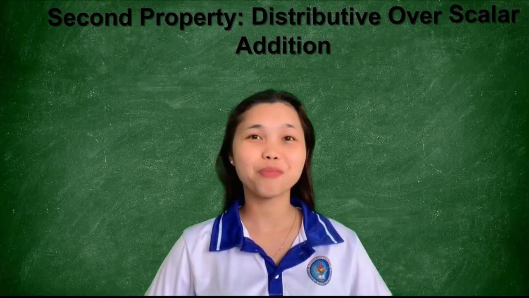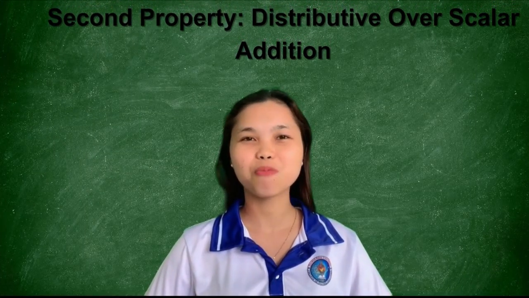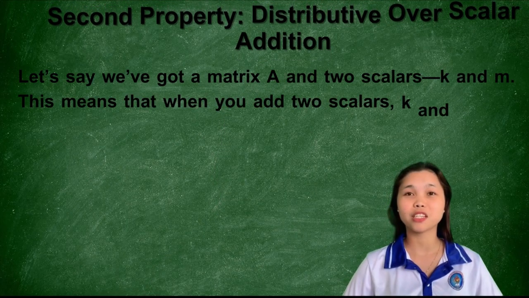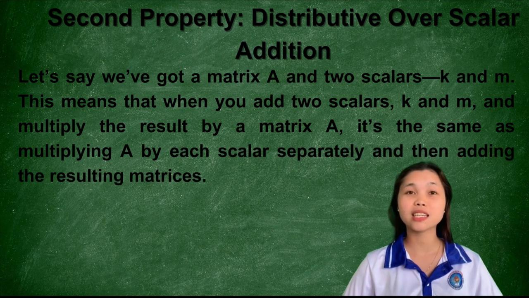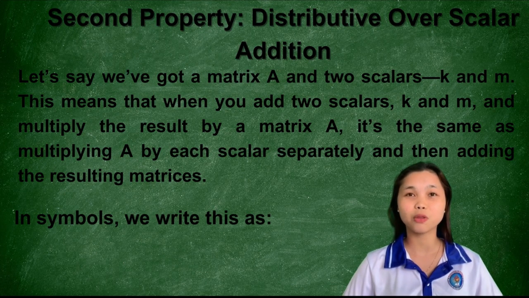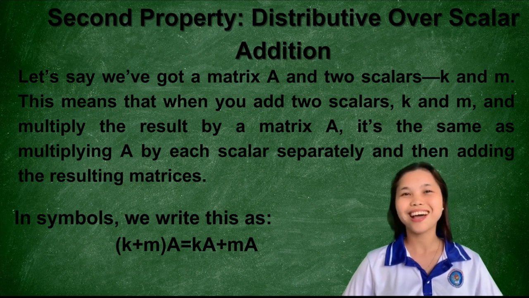Moving on with another property, which is the distributive property over scalar addition. Let's say we've got a matrix A and two scalars k and m. This means that when you add two scalars, k and m, and multiply the result by a matrix A, it's the same as multiplying A by each scalar separately and then adding the resulting matrices. Now, let's go through some examples to see how this property works in action.